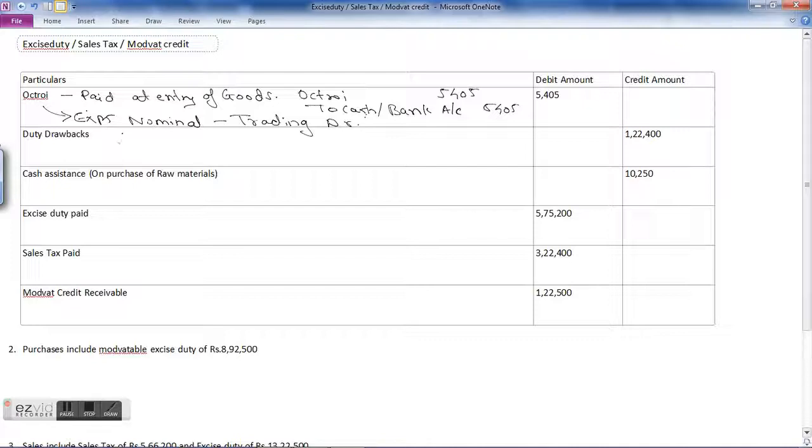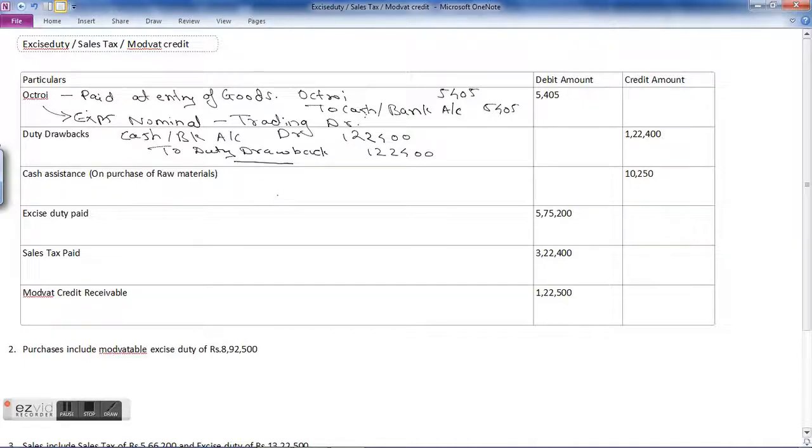Okay, so duty drawback is the amount which is credited to your bank account. Okay, it may be your customs duty or excise duty. So for duty drawback, the entry which must have been passed is cash or bank account debit to duty drawback, and the amount is 1,22,400. Okay, so this duty drawback is related to the purchase of goods.